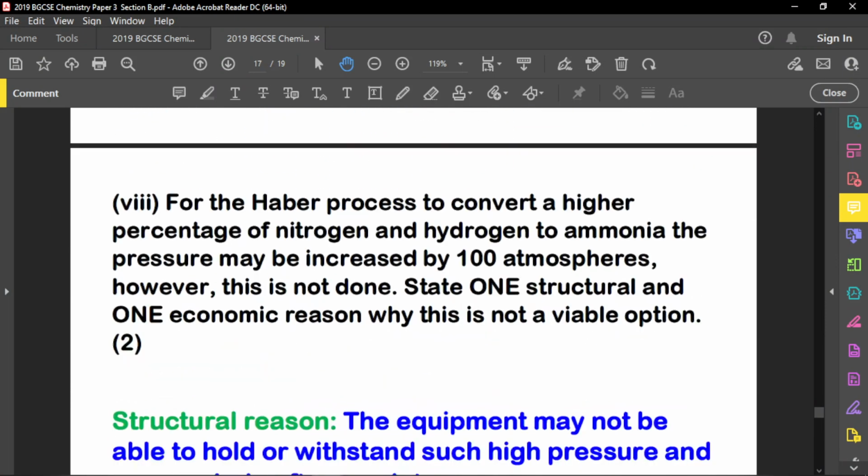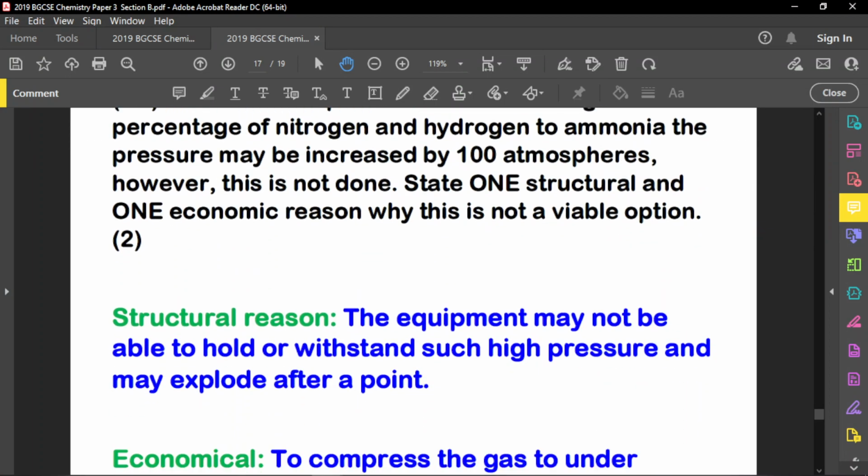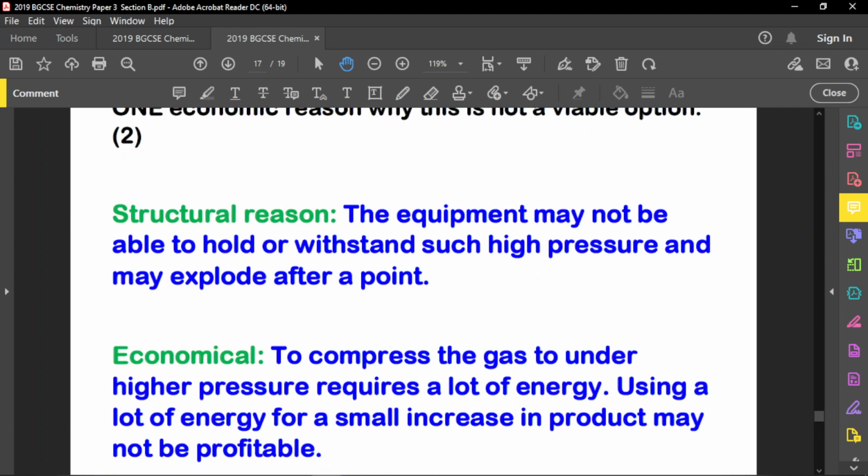All right, and so next part, this is part 8 of this question. This is a long question here. For the Haber process to convert a high percentage of nitrogen and hydrogen to ammonia, the pressure may be increased to 100 atmospheres. However, this is not done. State one structural and one economical reason why this is not a viable option. So increasing the pressure will be excellent to get more ammonia produced, all right?